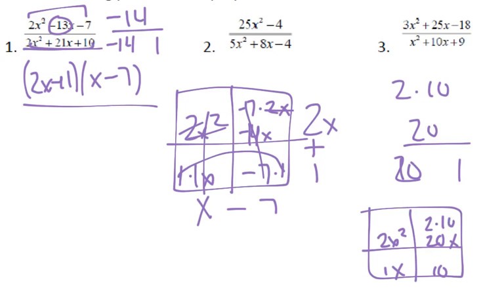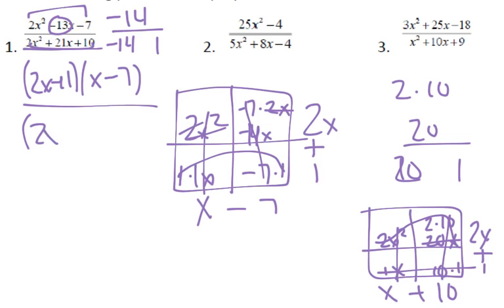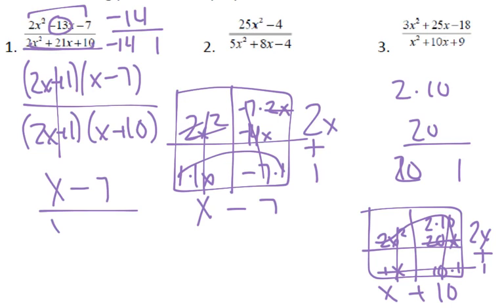So that's like 2 times 10, like 10 times 1. So x plus 10, 2x plus 1. So I'd get 2x plus 1 on the bottom, and x plus 10. So those would cancel, leaving us with x minus 7 over x plus 10, which would be our simplified version.